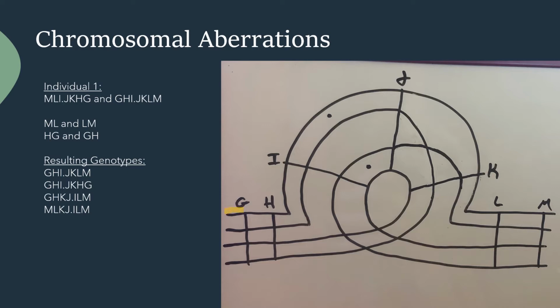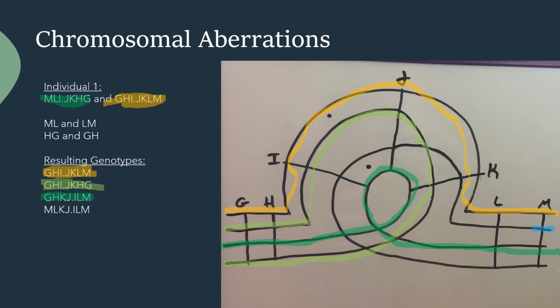So first you've got GHI centromere J KLM. That's this one here, and it's also one that the individual has. You've got GHI centromere J KHG, GHKJ centromere I LM, which is actually the same as this one because they're just flipped.